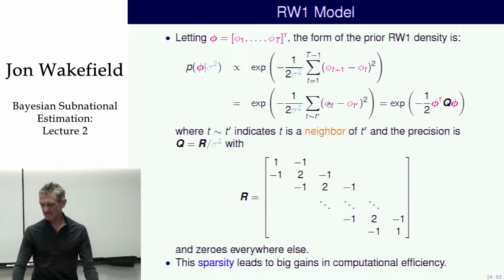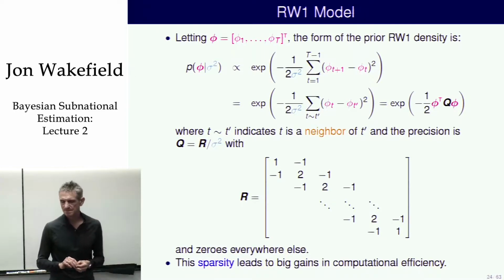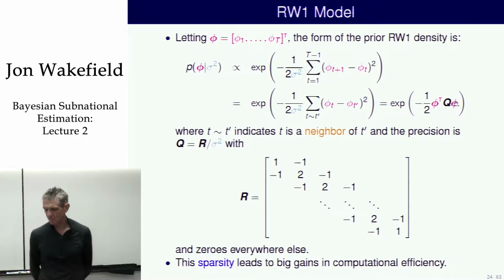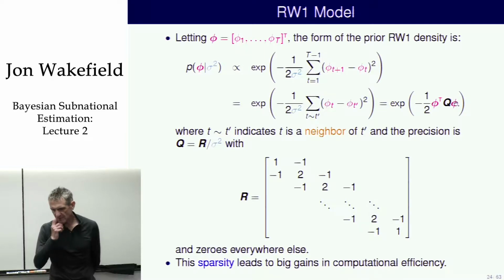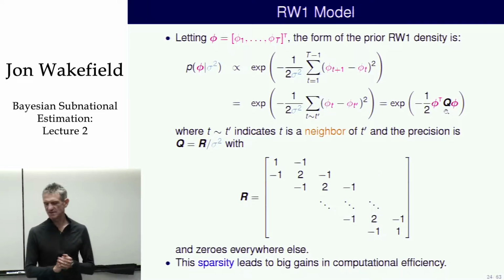Just some notation we'll use later. So this is the same density here, but this t tilde t dash means this tilde is read as "is a neighbor of". And that's going to be useful when we get to spatial modeling. We can write that compactly in this form. So with phi, this quadratic form, phi transpose Q phi, where Q is this so-called precision matrix. So those of you familiar with the multivariate normal, this Q is the inverse variance covariance matrix.